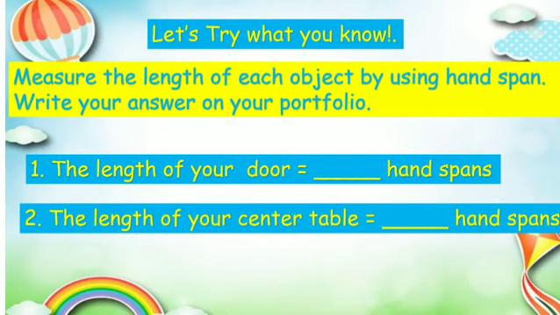Let's try what you know. Measure the length of each object by using handspan. Write your answer on your numeracy portfolio. Number 1, the length of your door. And number 2, the length of your center table.